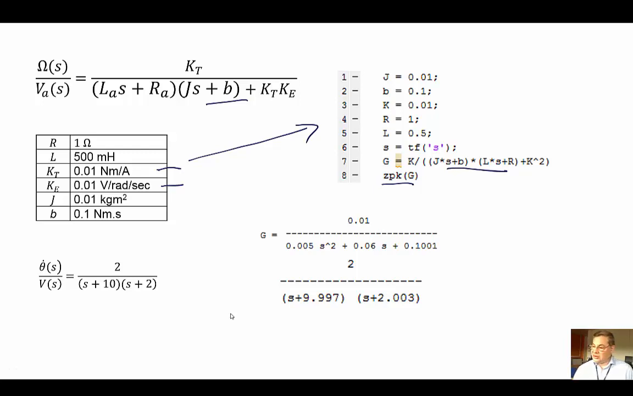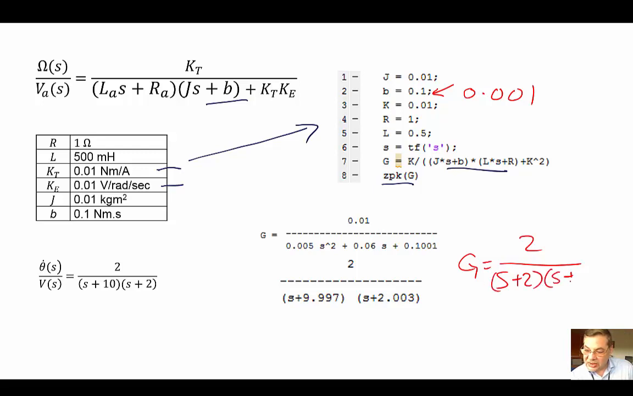What you can try to study is the effect of changing the parameters and what that would do to the transfer function. For example, if the viscous damping coefficient is 0.001, very small, then G in that case will be 2 over (S plus 2) multiplied by (S plus 0.11). What is the significance of this? We have one pole at minus 0.11 and the other pole at minus 2. So obviously this is our dominant pole, and if it makes life easier, we can ignore the other pole without sacrificing the accuracy of the model.